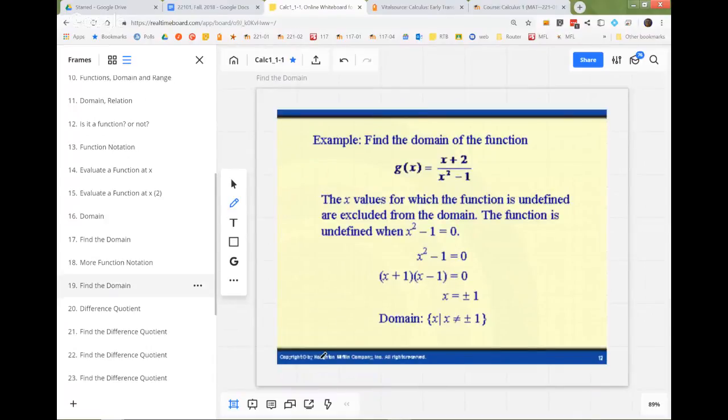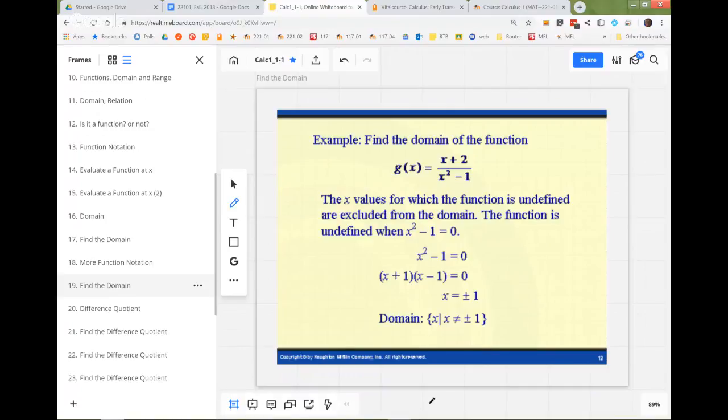What's the domain on this one? x plus 2 over x squared minus 1. Is there anything that will cause illegal algebra over the real numbers? Yeah, we know we can't have 0 in the denominator. What value of x would cause that to be a 0? Actually 2, right? If x was 1, we'd get a 0 on the bottom. And if x was negative 1, we'd get a 0 on the bottom. Anything else is going to be fine.